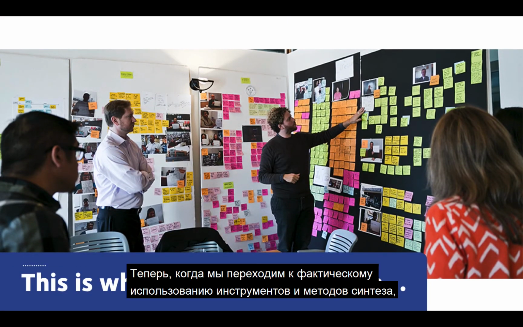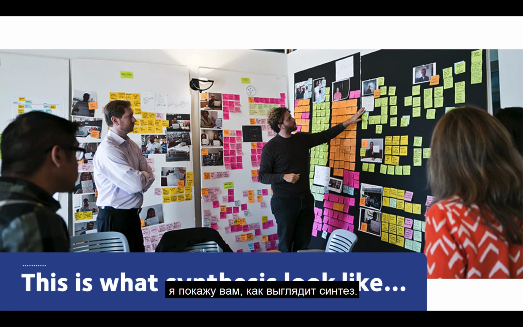So now that we will be moving into the act of actually using tools and methods for synthesis, let me show you what synthesis looks like. What you can see here in the picture is a common room where synthesis happens. You can see a number of post-its. You see the team together engaged with all the information, pictures from the field research. And it might feel a bit chaotic, but at the end of the day, what we are trying to do is to make sense of everything we learned so far.